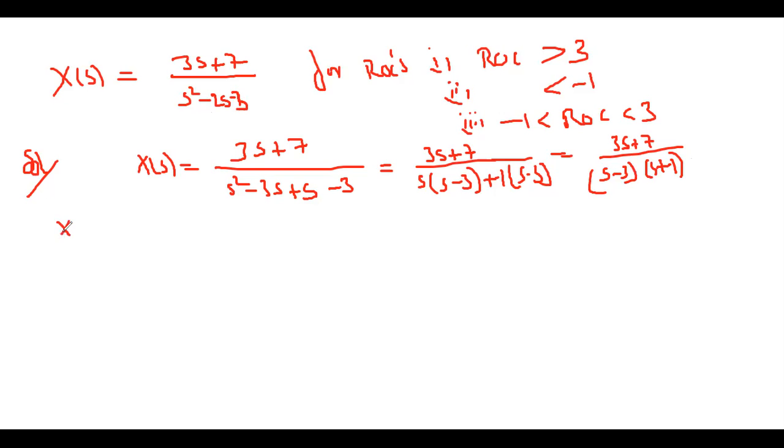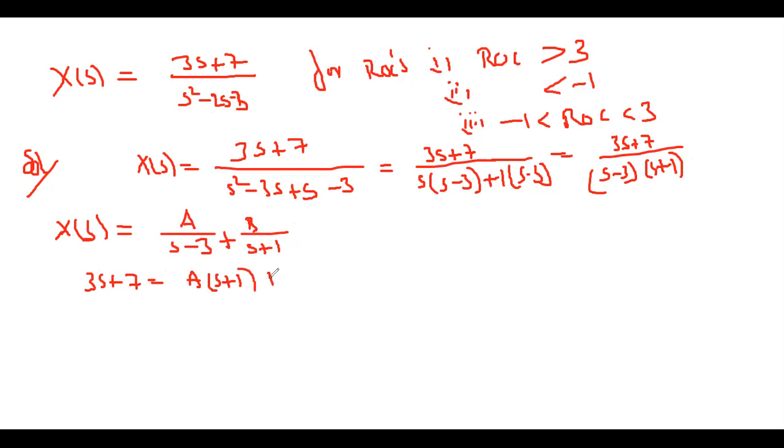So X of s is equal to, now I'm writing, A by (s minus 3) plus B by (s plus 1). What does it matter, friends? Now you can equate this as 3s plus 7 is equal to A into (s plus 1) plus B into (s minus 3).